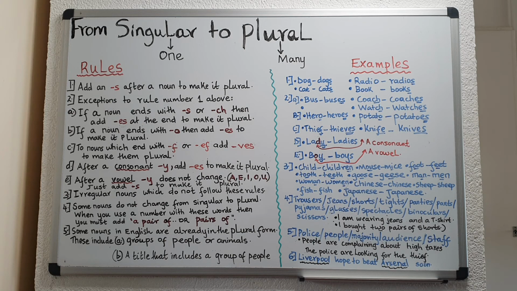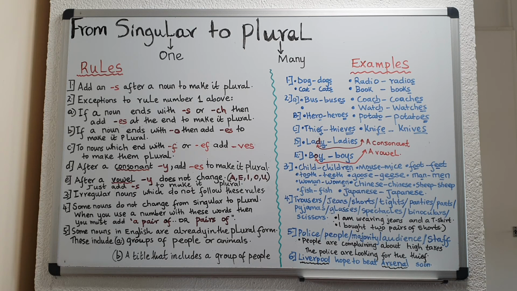Okay? So if you want to speak about these words in the plural, you can use pairs of or a pair of. If you want to speak about these words in the singular, again just use a pair of or pairs of, because these words do not change from singular to plural.